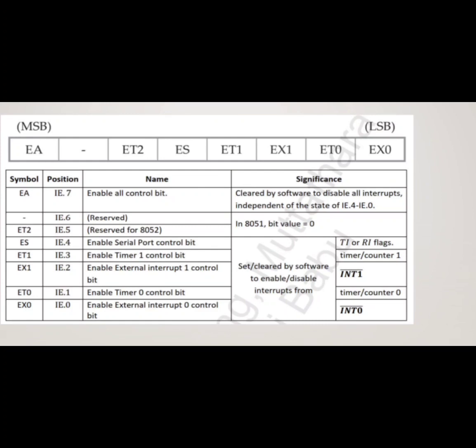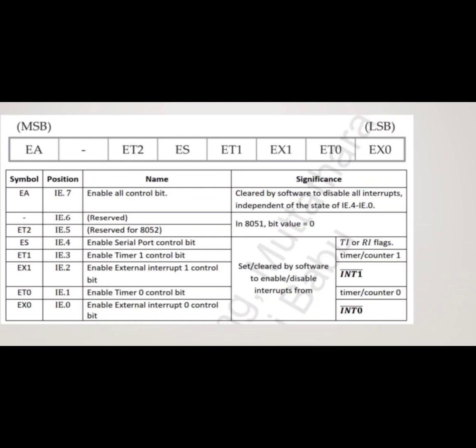Then next is the IE2 bit. It is controlled by timer 1 or counter 1. It is the enable external interrupt 1 control bit, set and reset by INT1. Then the next IE1 bit is enable timer 0 control unit. It is set and reset by timer 0 or counter 0. Then the first LSB bit is IE0. It is the enable external interrupt 0 control bit.